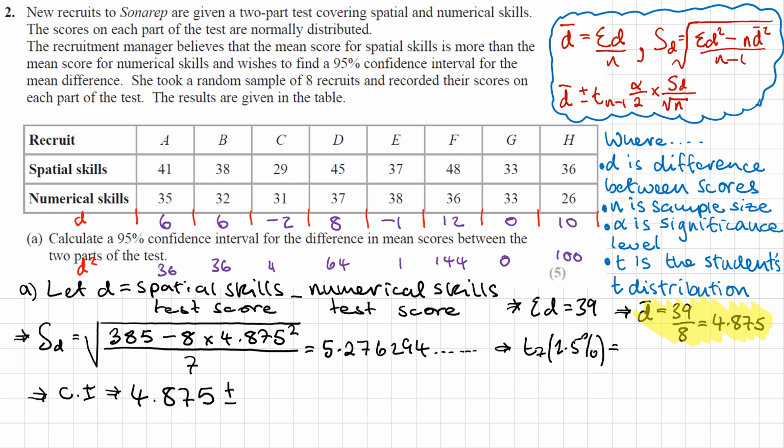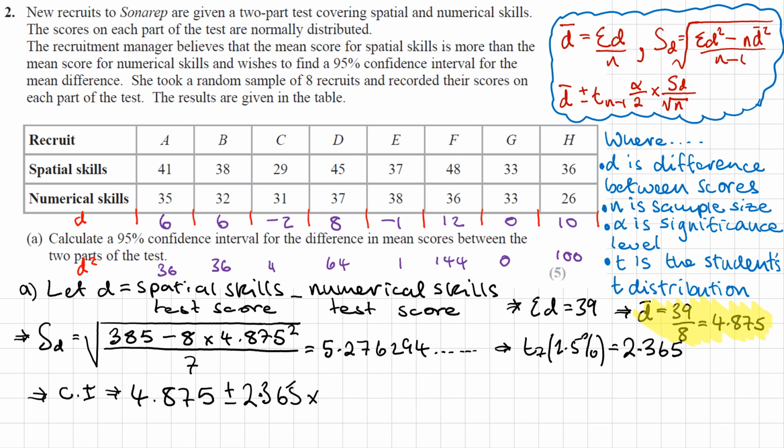In my formula book, it's on page 39, 7 degrees of freedom, 2.5%, and I get a value of 2.365. So I've got my difference plus or minus, the mean of the difference is 2.365. That's this part, and now I times that by the standard deviation.